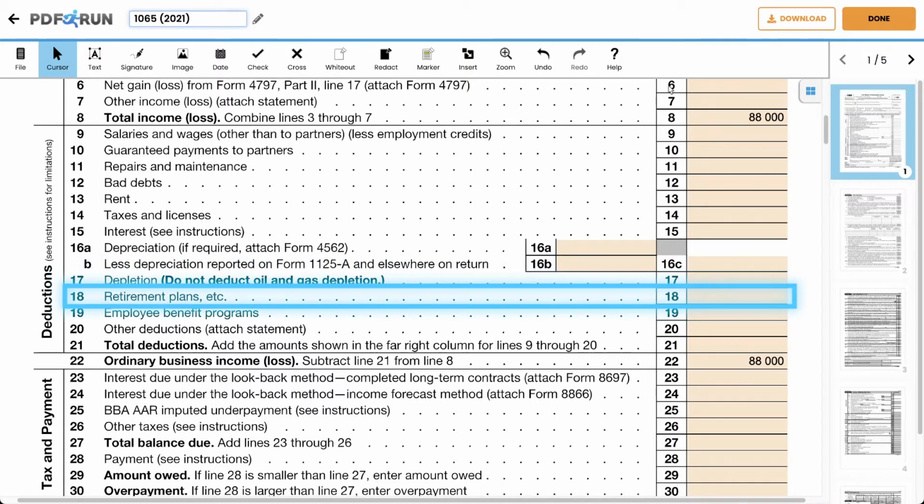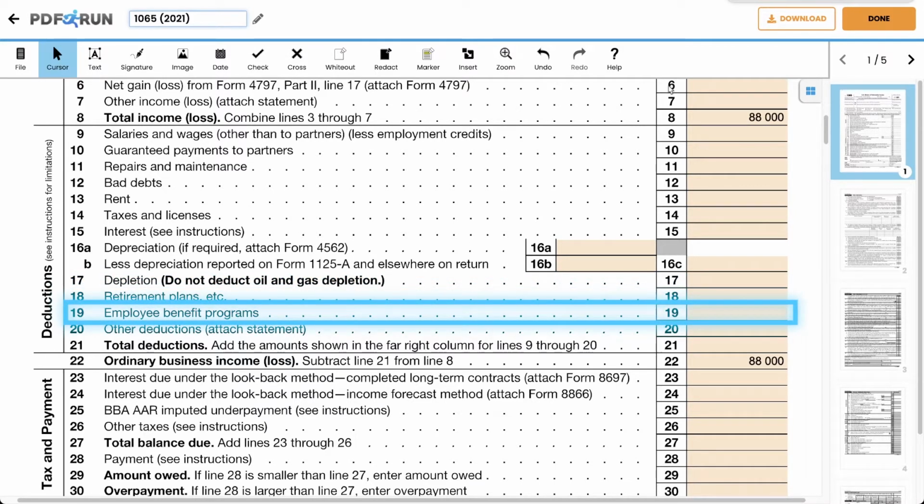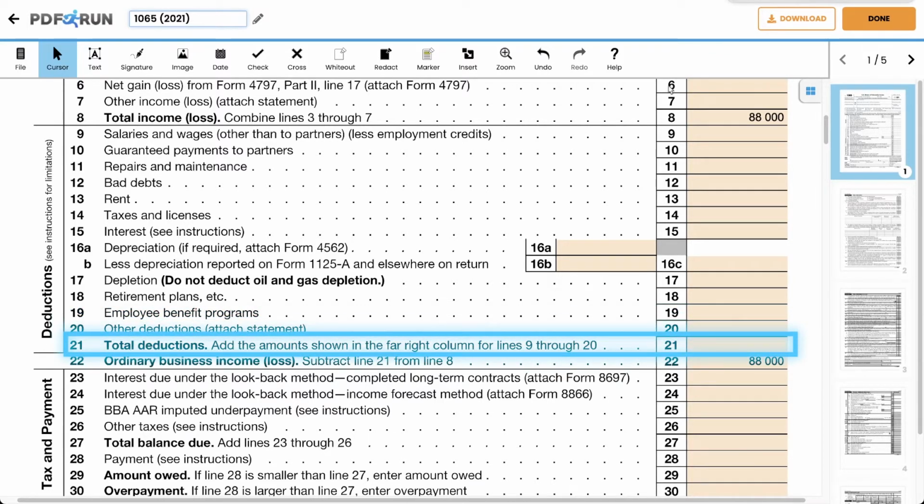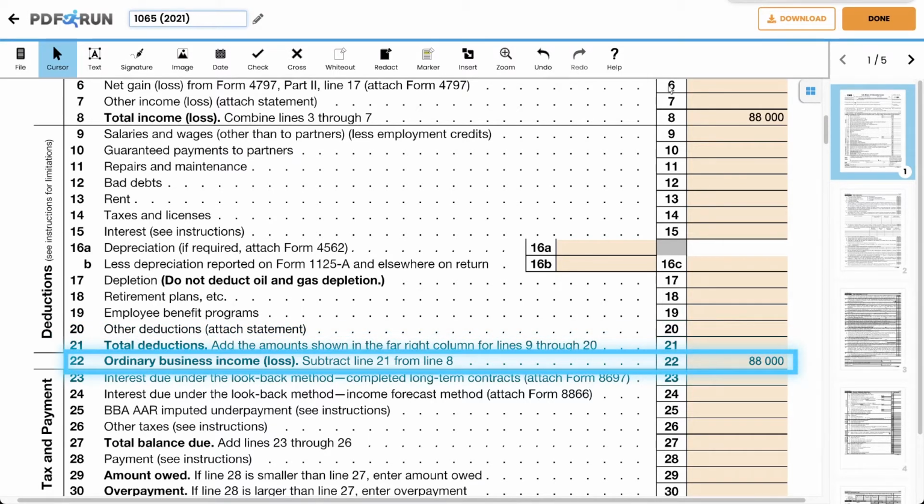Line 18. Enter the cost of any retirement plans or similar. Line 19. Enter the cost of any employee benefit programs. Line 20. Enter any other deductions not declared above and attach the relevant statements to this form. Line 21. Add the amounts shown on the far right columns of lines 9 through 20 and enter the sum. Line 22. Subtract line 21 from line 8 and enter the difference.